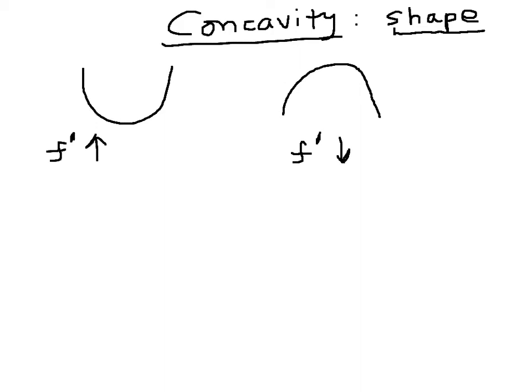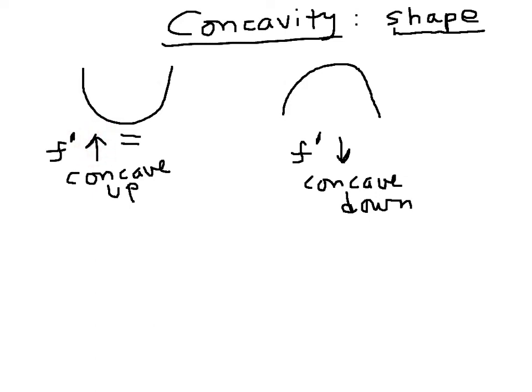We say that the graph on the left is concave up, and we call this graph concave down. Now let's take a second here and remember what we learned previously. If a function is increasing, then its derivative is positive. Well, here we have this function increasing, so its derivative must be positive.